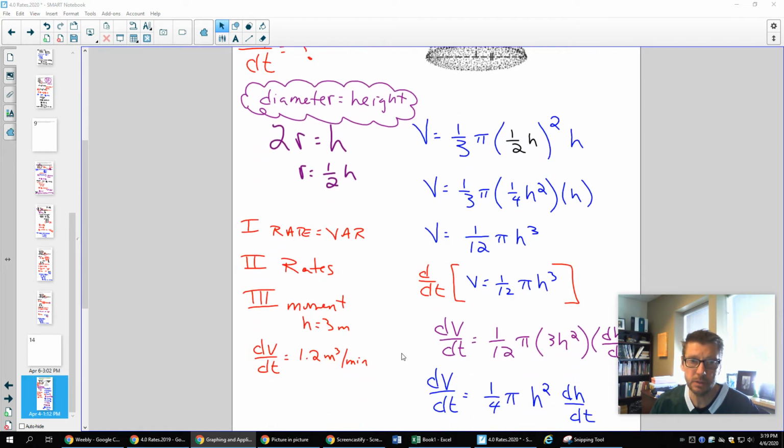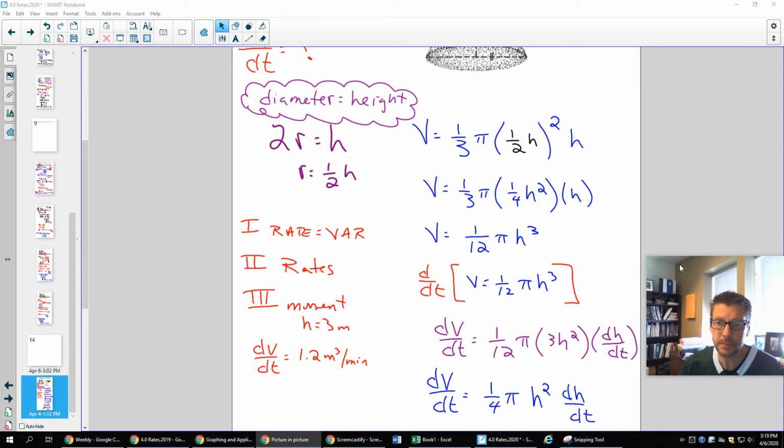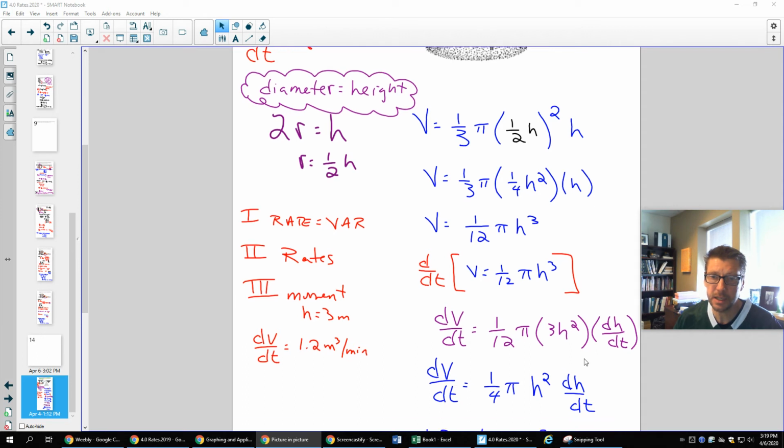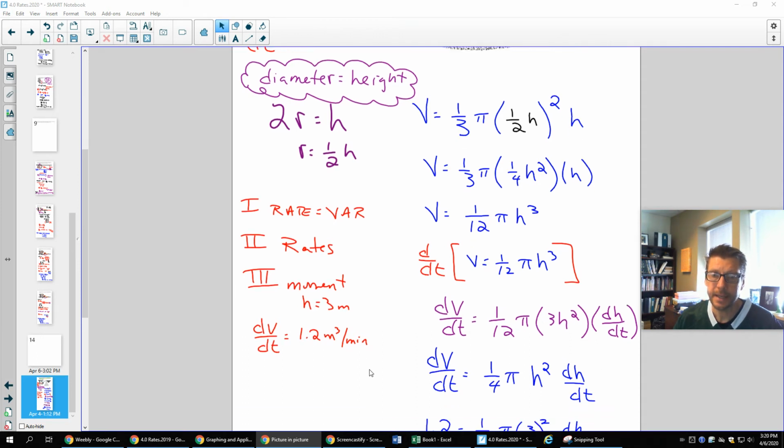The next thing you want to do is put the rates into the problem, and then the last thing you're going to do is actually solve the problem for the moment in time. So we get dV/dt. The derivative of h cubed is 3h squared, and the 1/12 pi is just constant. So again, 3h squared with dh/dt. Simplify your fraction, 3/12 is a quarter. And now you've got how the volume is changing as the height changes.